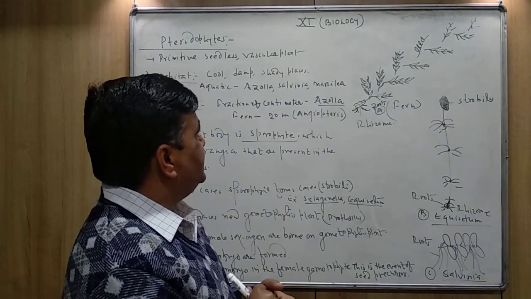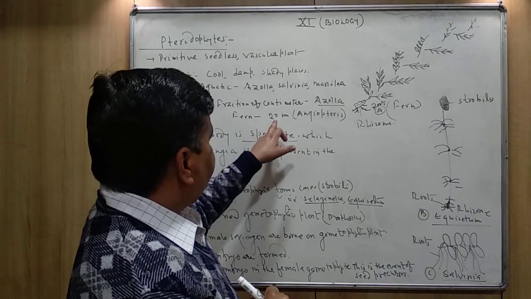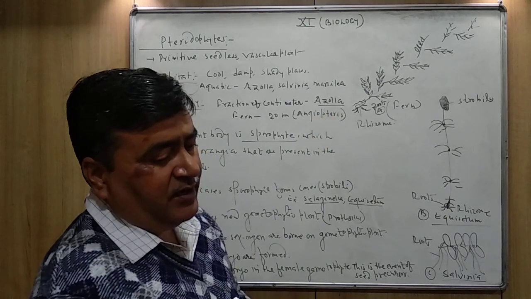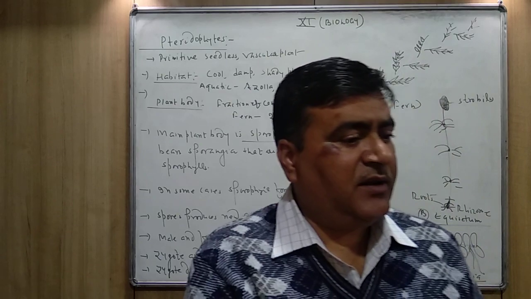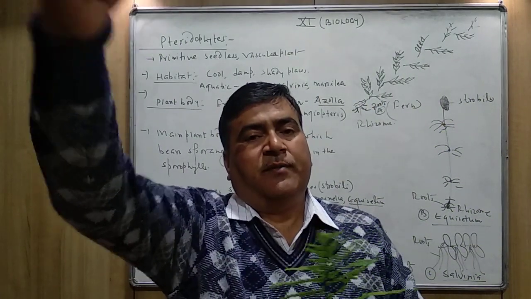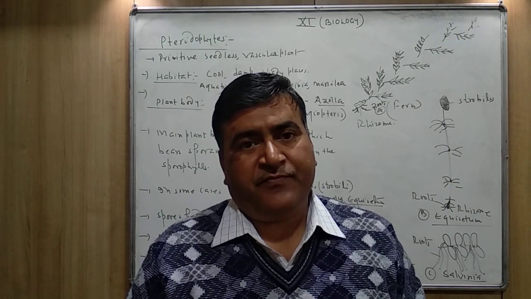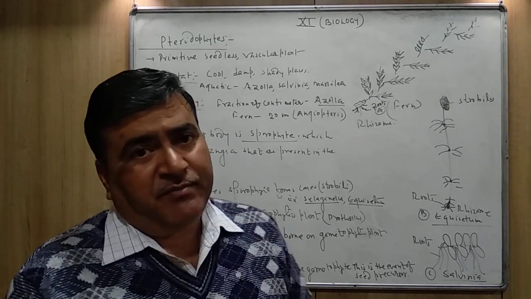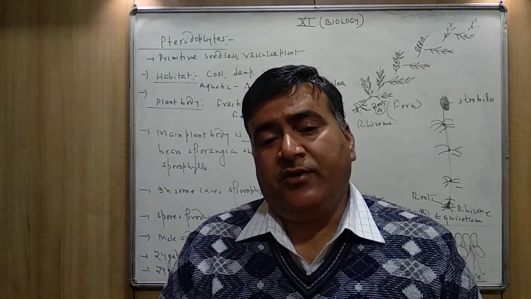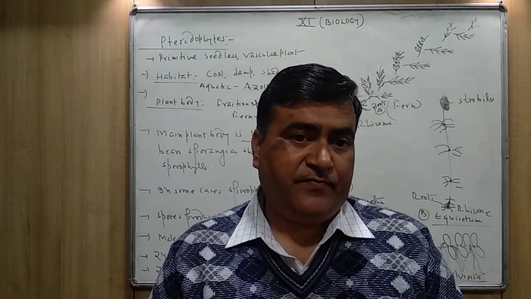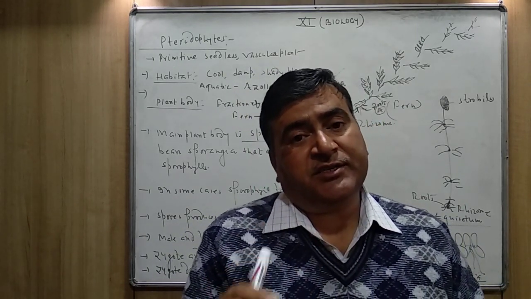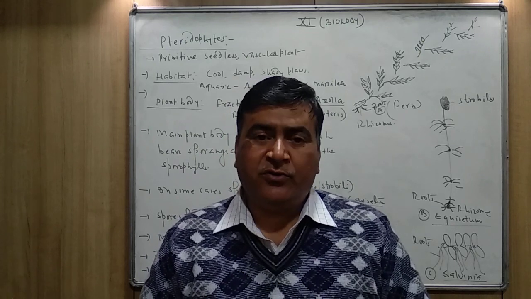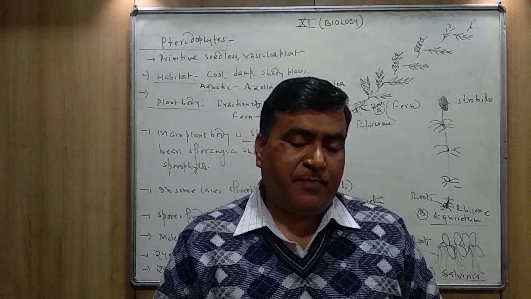While some of the ferns are 20 meters in size, like Angiopteris. Even in some ferns, you can observe the leaf sometimes goes up to 1 meter in length also. But overall, the members of the pteridophytes are advanced than the bryophytes, and here the body is differentiated into root, stem and leaves.